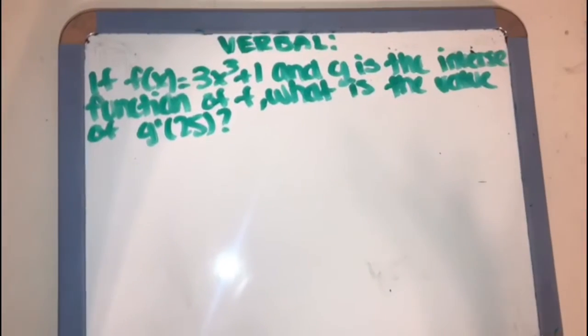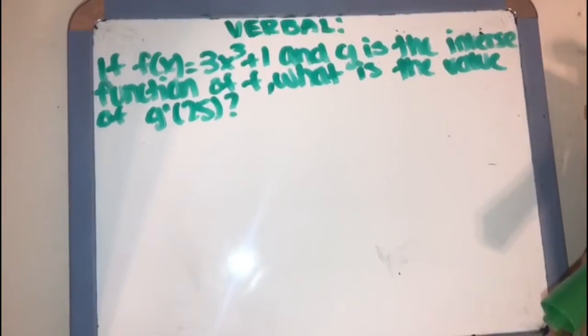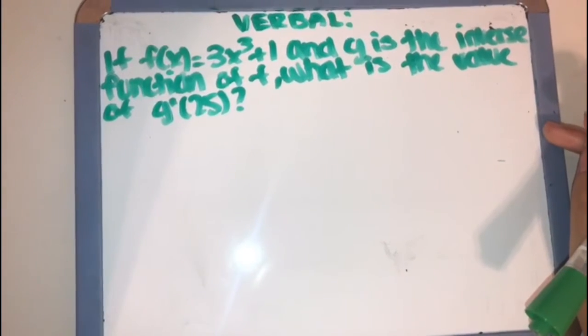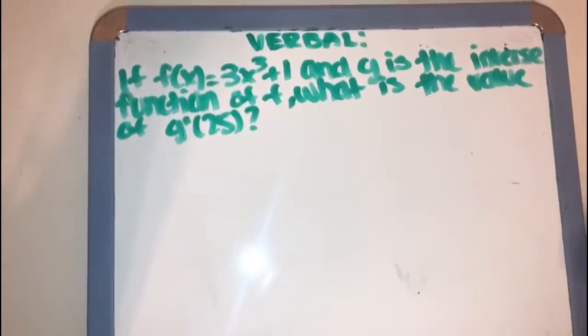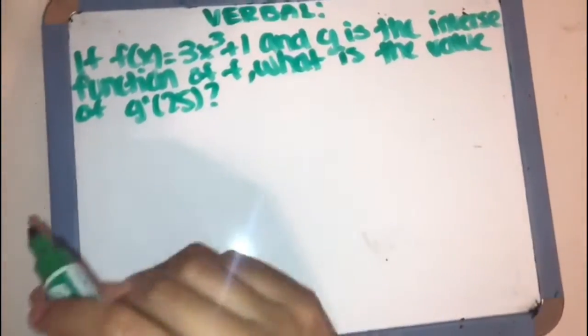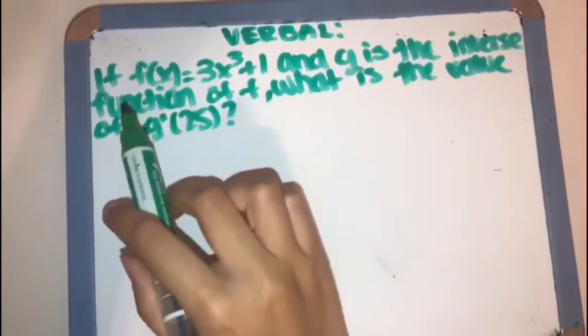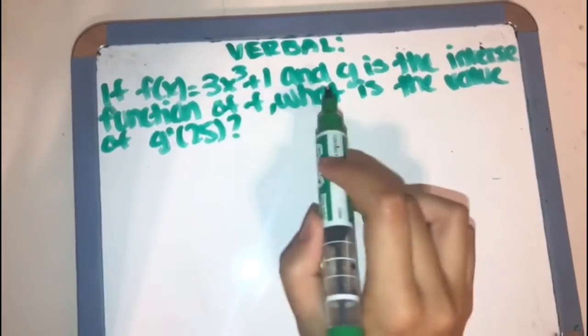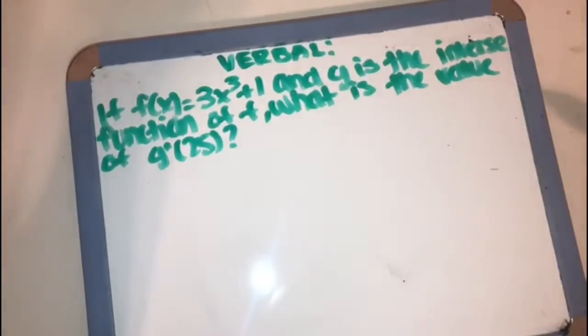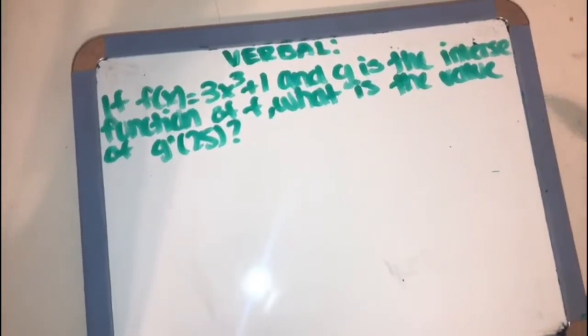Okay, so this is the verbal word problem, and on this problem we will be using inverse functions in order to find the answer of what it's asking. So the word problem is, if f of x equals 3x cubed plus 1 and g is the inverse function of f, what is the value of g prime of 25?